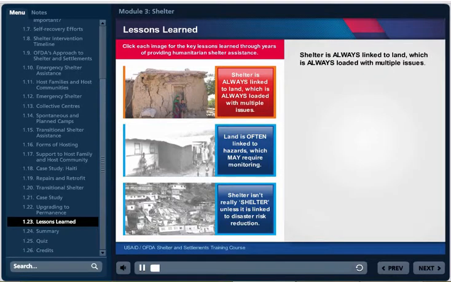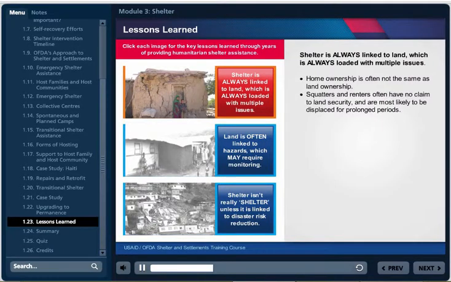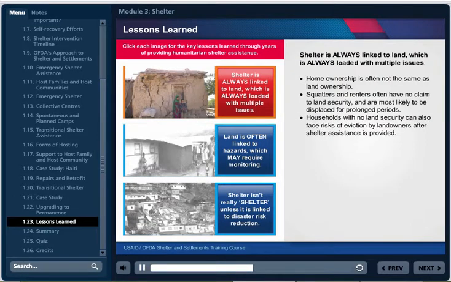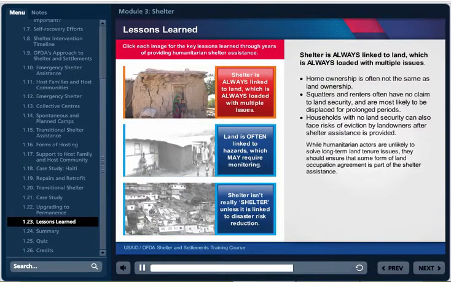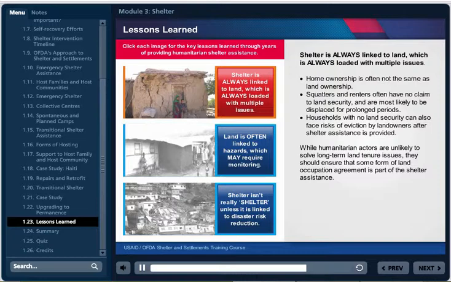Shelter is always linked to land, which is always loaded with multiple issues. Home ownership is often not the same as land ownership. Squatters and renters often have no claim to land security and are most likely to be displaced for prolonged periods. Households with no land security can also face risks of eviction by landowners after shelter assistance is provided. While humanitarian actors are unlikely to solve long-term land tenure issues, they should ensure that some form of land occupation agreement is part of the shelter assistance.